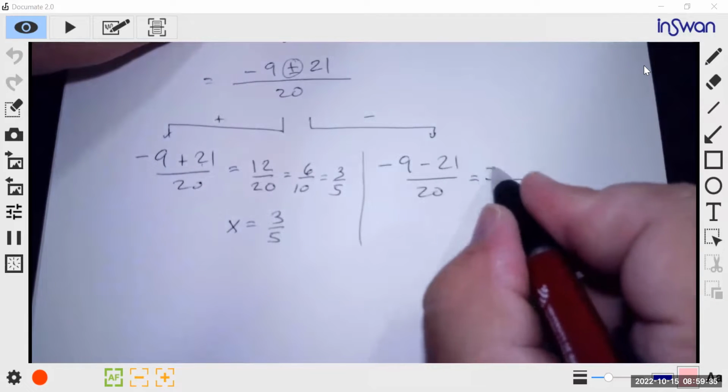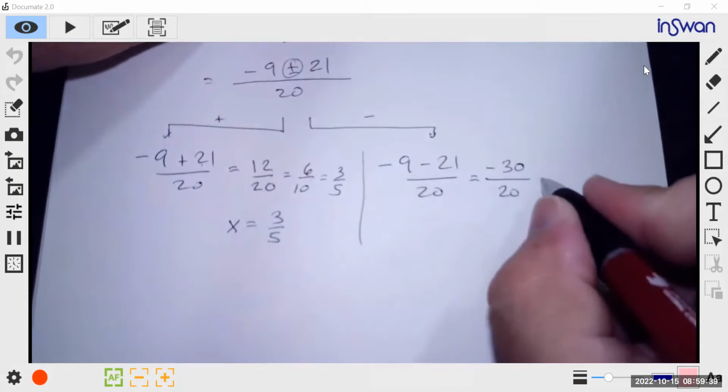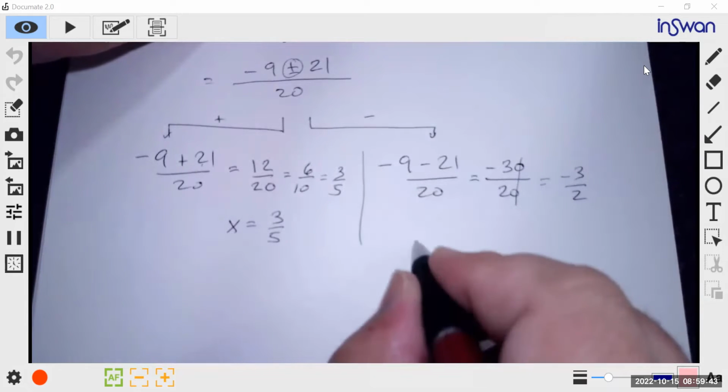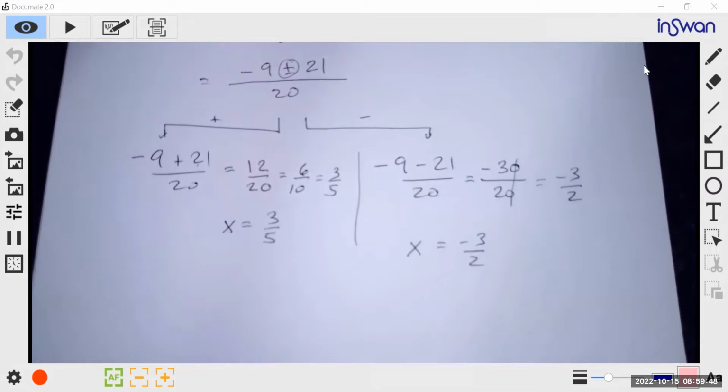They're both negative. 21 plus 9 is 30. 30/20. Cancel out the zeros. So we have negative 3/2. Those are my two solutions. Again, the quadratic formula always works.